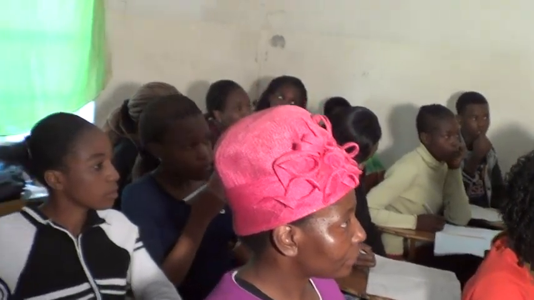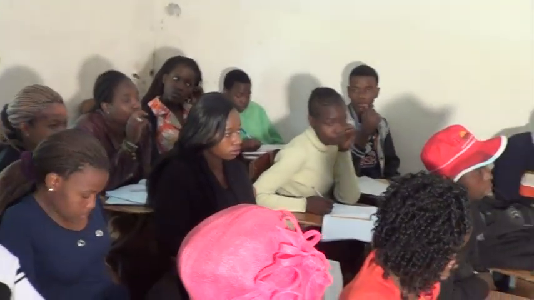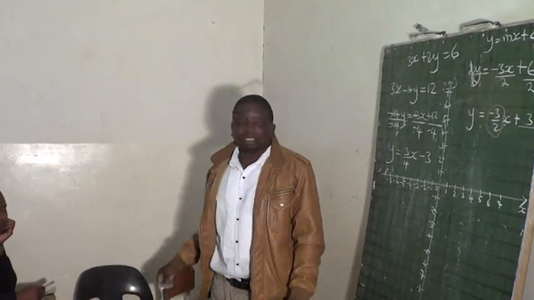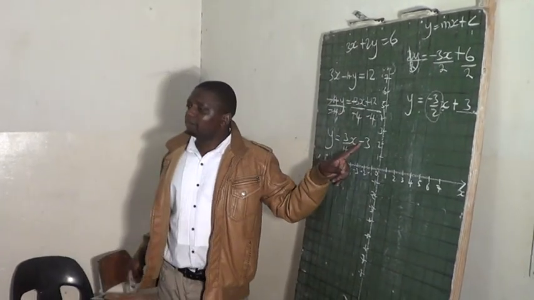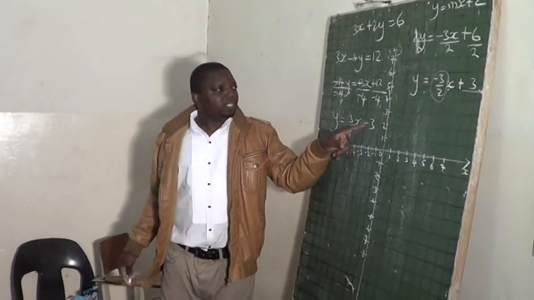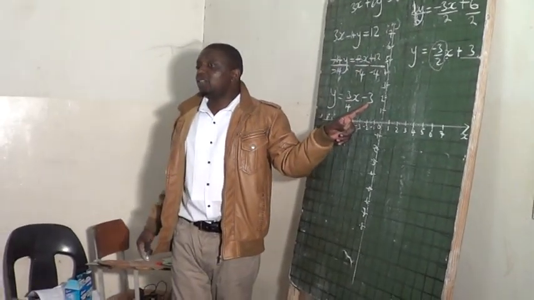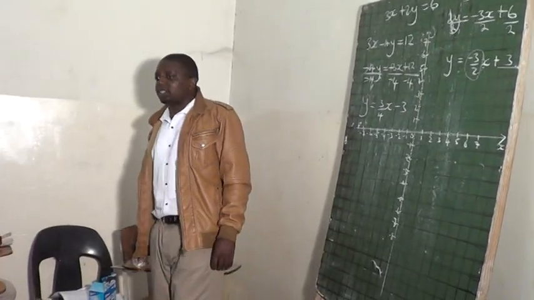Y is equal to 3 over 4x, minus 3. Try to raise your voice. What happened there is that minus and minus gives plus, so minus into plus gives what? Negative. And 4 into 12 gives us what? 3. Do you see? So what is your gradient and what is your y-intercept?